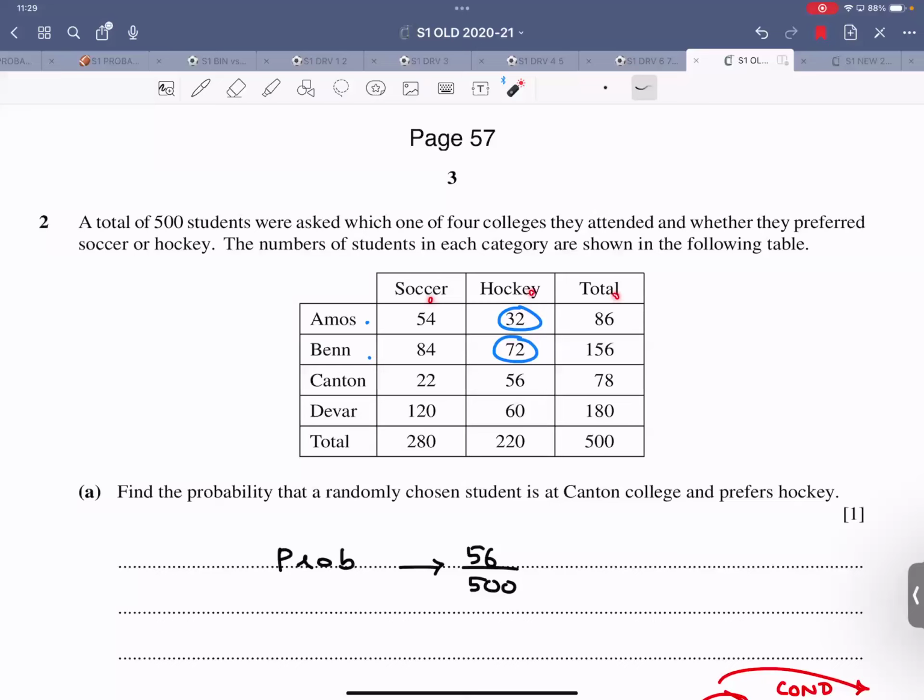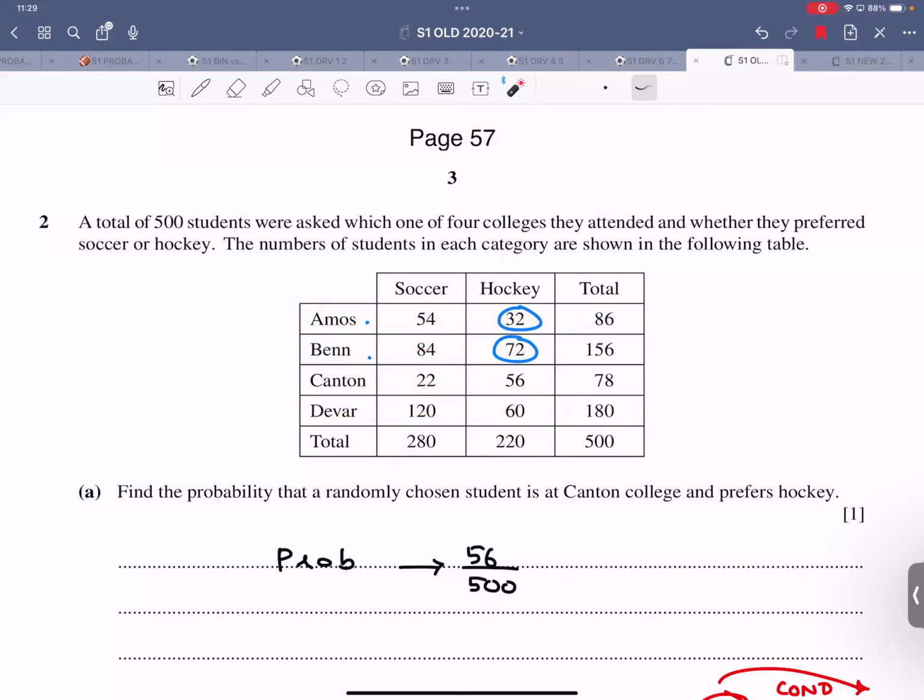Soccer, hockey, total. So this is A, B, C, D. 4 colleges are there. This is the data for soccer. This is the total number of people playing soccer. This is the total number of people playing hockey. These are the students in each category, 4 colleges. College A, there are total 86 students. B, 156. C, 78. D, 180. This way it's adding up to 500.